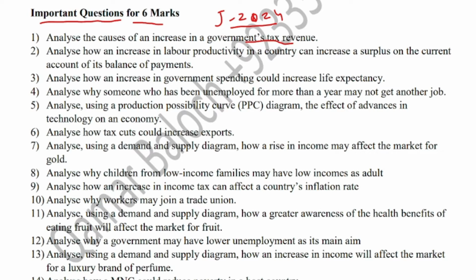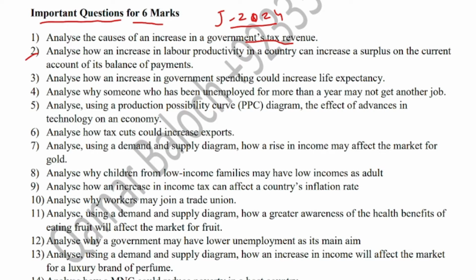And secondly, the government can increase tax revenue by increasing tax rates, such as the indirect tax rate on goods and services. So these are two causes of an increase in the tax revenue of the government.